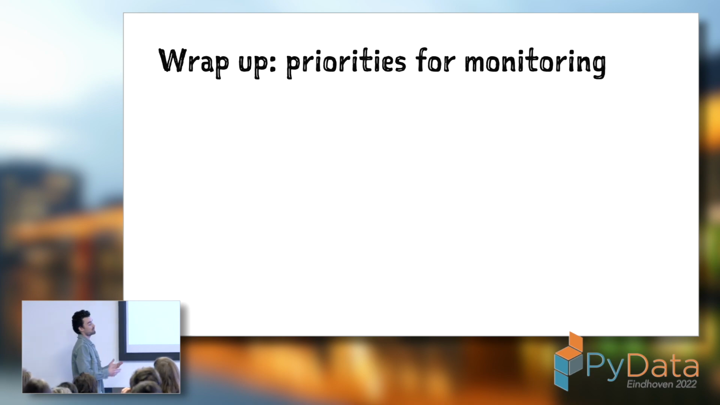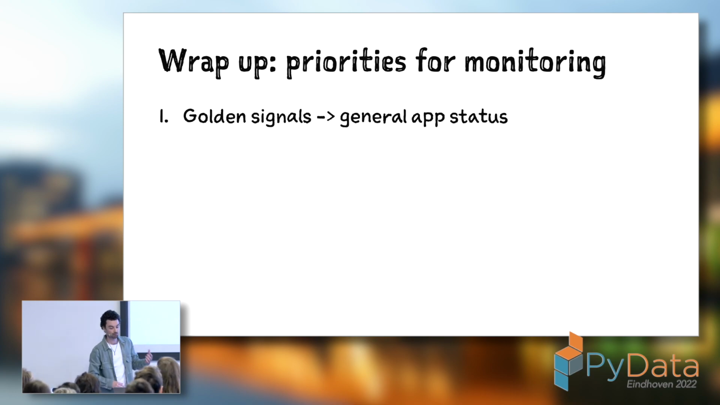Alright, now wrapping up, I've taught you a lot about the concept of machine learning modeling in production. I've showed you some practical things, I've showed you this demo, but I think the most important thing to recap is the priority of adding stuff to your model. First thing, if you don't have any monitoring, please first add the golden signals to get an idea of the general status of your application. Is it running? Is it getting errors? What is the time that it takes for these requests to process? It gives you a lot of information without actually diving into ML.